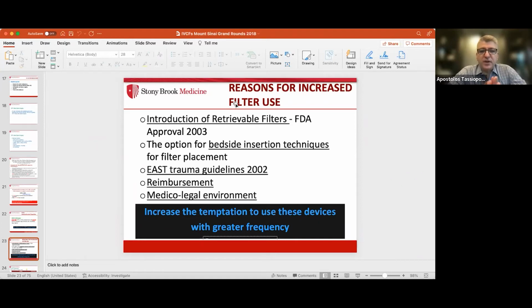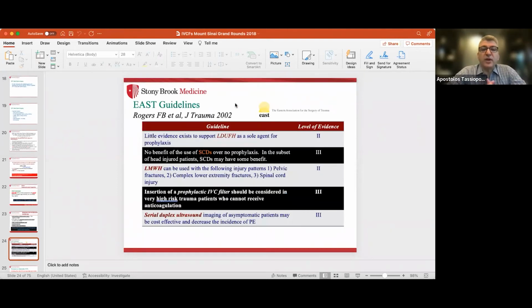Well, we shouldn't necessarily keep the reimbursement out. Up until a few years ago, inferior vena cava filter insertion was paid at the same rate that caval interruption, the open procedure where you were putting the clip on the inferior vena cava, was reimbursed back in the 70s. So those things created a nice environment. And then, of course, the medical legal environment here, where any death from pulmonary embolism becomes, as I'll show you later, a focus of litigation. That increased the temptation to use these devices with increased frequency.